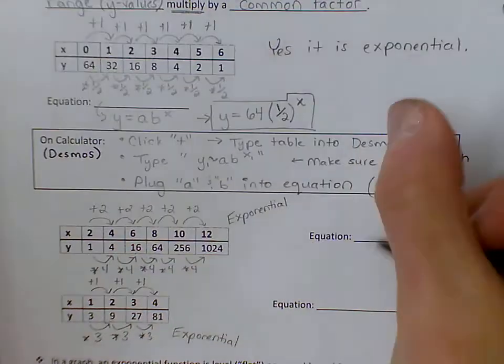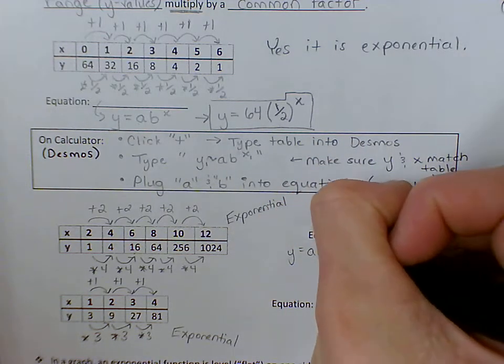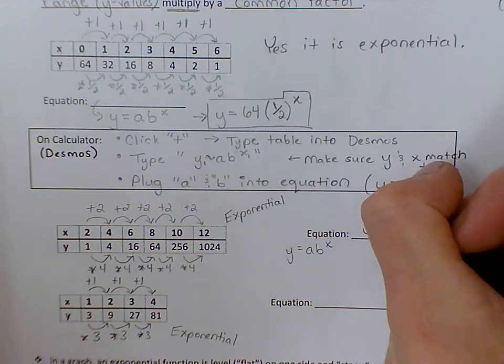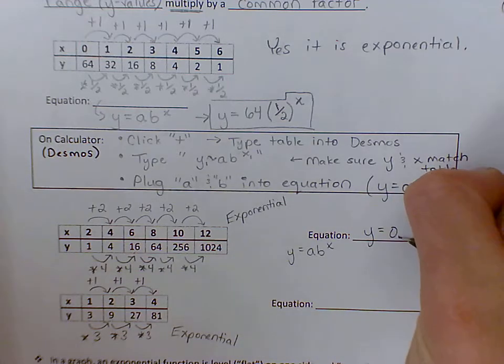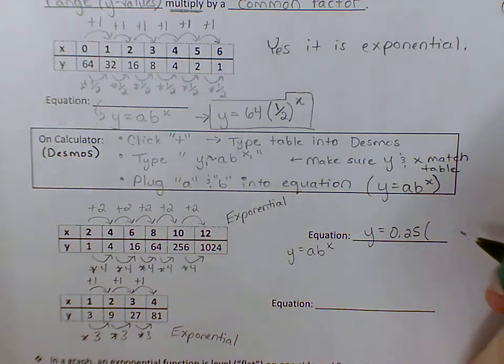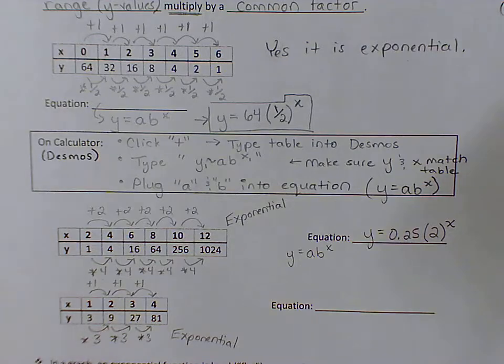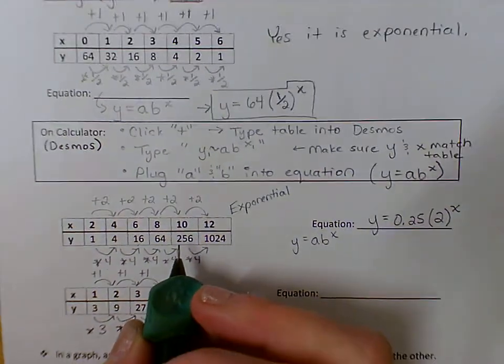So when I write the equation, we're plugging it into y equals a times b to the x. On my screen, I have a is equal to 0.25. That's my a. And then my b was 2, so I put the 2 in for b. And then don't forget to put your x as the exponent. So there is your exponential equation that represents this function, okay?